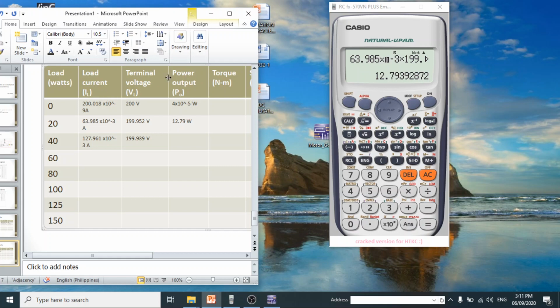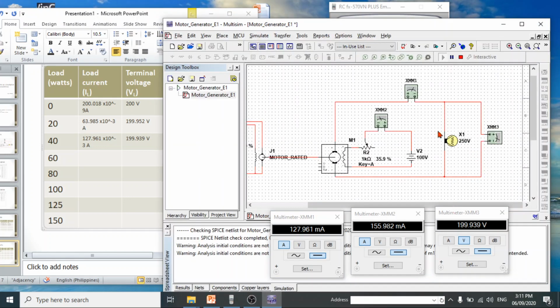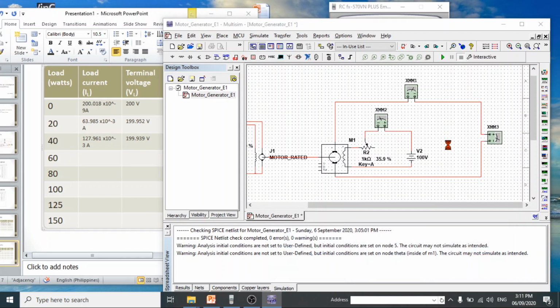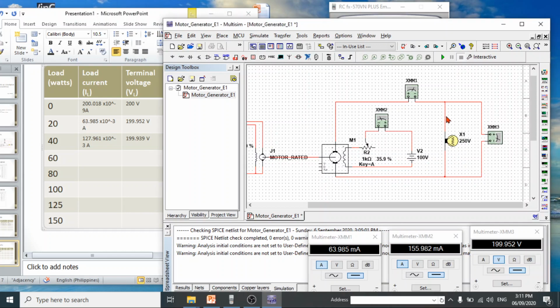Obviously, if you look at when the load is 0, that means if we try to remove the virtual lamp from the generator, so let me do it again. Click and then delete. Click this one and delete. So you notice that the generator is actually supplying no load.